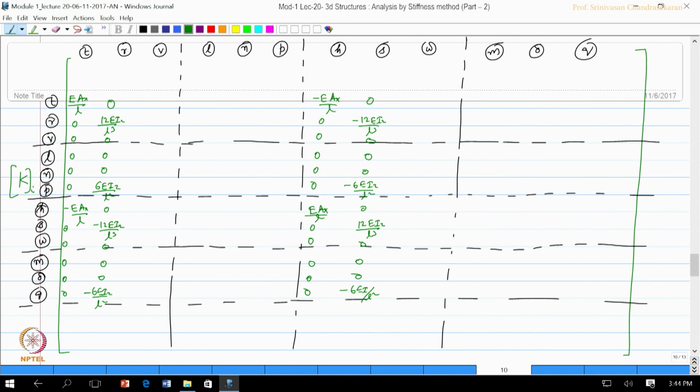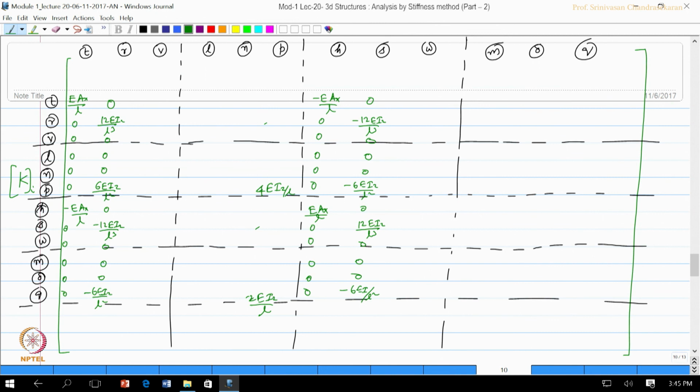Then let us give unit rotation about z axis. We already know this value. Okay. So, that is going to invoke P, Q, R, S. So, P, R, S and Q, only this will be there. We all know that is going to be 4 E I by L. So, 4 E I Z by L and Q is going to be 2 E I Z by L, which we already know for a 2 dimensional beam member.